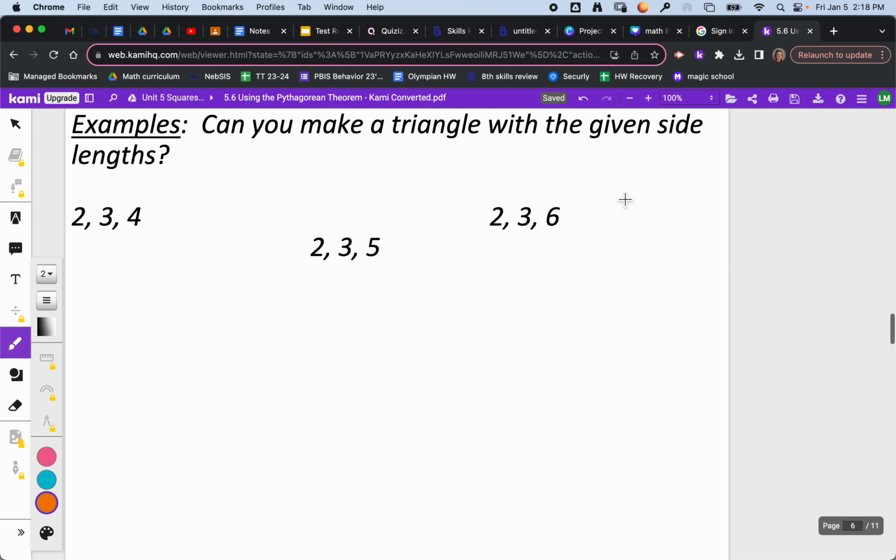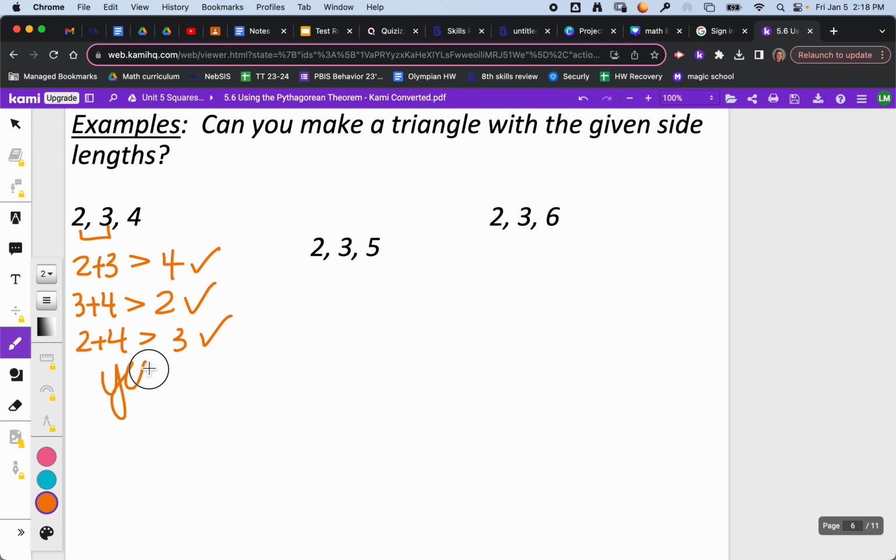So all we do here is we try to see if two pairs of sides are longer than the third. What I normally do is I start with the two smallest numbers, 2 plus 3, and I want to make sure it's greater than the third, which would be 4. 2 plus 3 is greater than 4, so that checks out. You can even do 3 plus 4 is still greater than 2, and 2 plus 4 is still greater than the third side, which would be 3. So this one would be a yes.